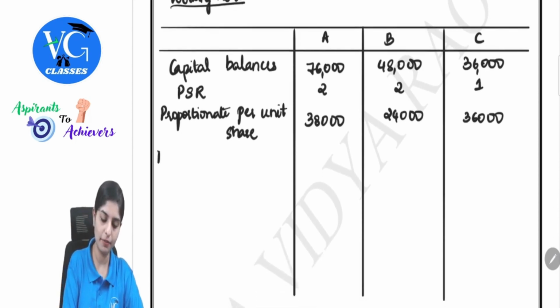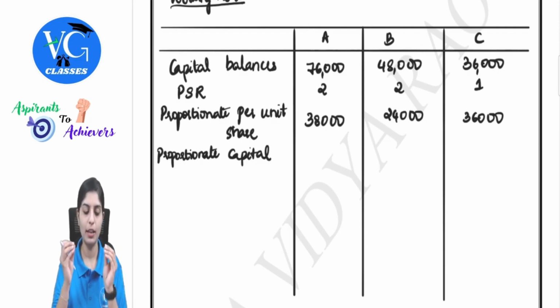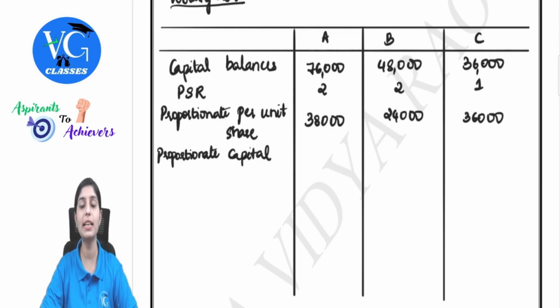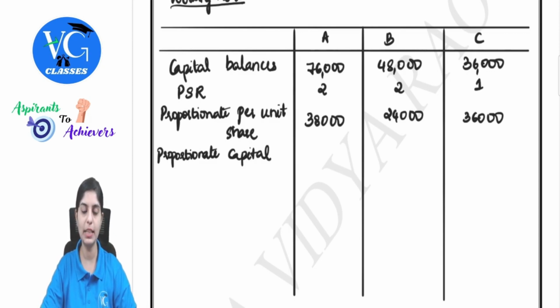What I will do next is find out the proportionate capital. Now what is this proportionate capital? See, if I observe A, B and C, there is no common factor, because A is taking 2/5 for 76,000 and B is getting 2/5 for 48,000, whereas C is taking 1/5 for 36,000. This is their capital balances. Now if I have to make the basis common, I will take the least of the capital. Compare that with how much should have been brought if this was the minimum capital. Now, if I observe the three capital balances 38, 24, and 36, 24,000 is the least capital. I will take that as a base.